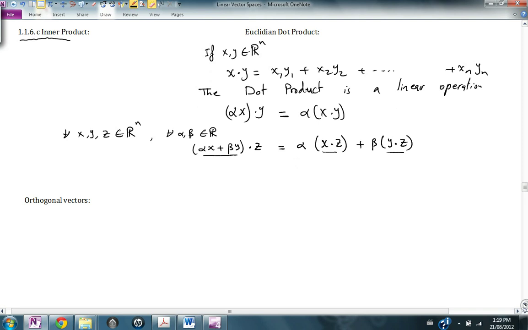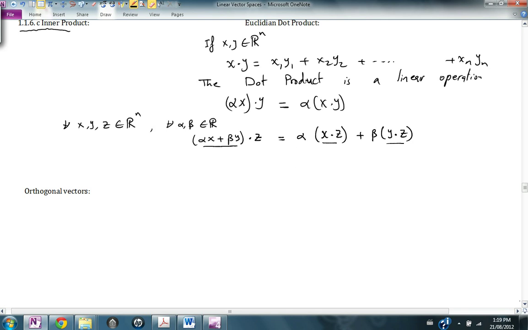Orthogonal vectors: the definition of the Euclidean dot product allows us to define vectors that are perpendicular to each other. Two vectors are perpendicular to each other if their dot product is zero.